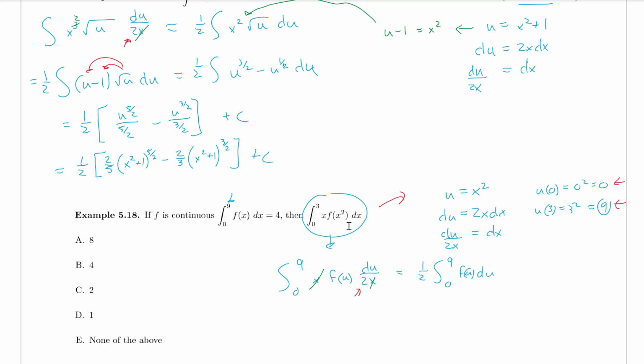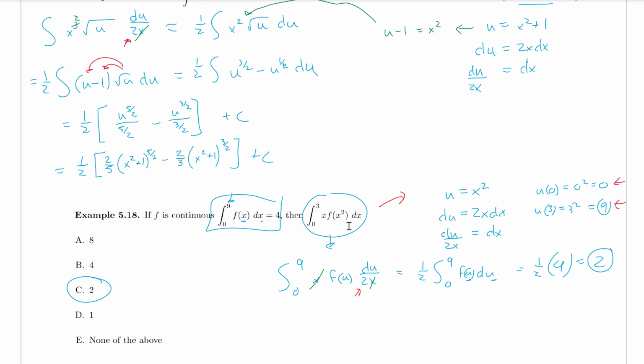And even though this looks like it's in terms of u and it doesn't match our initial piece of given information, these x's and these u's are just placeholders. So that is in fact a 4. And we get that 1/2 times 4 is 2. So our answer here is C.